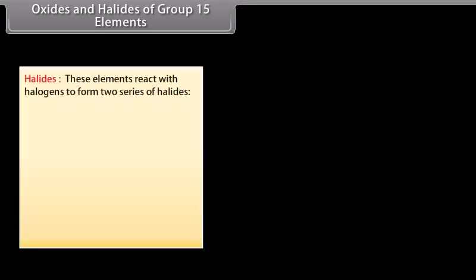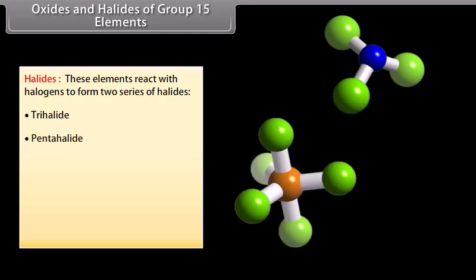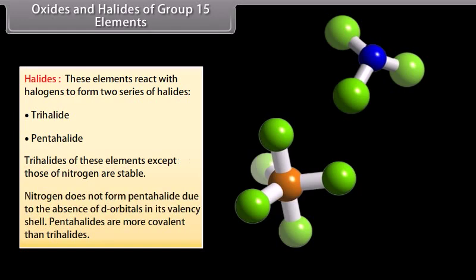Halides. These elements react with halogens to form two series of halides: trihalide and pentahalide. Trihalides of these elements, except those of nitrogen, are stable. Nitrogen does not form pentahalide due to the absence of d orbitals in its valence shell. Pentahalides are more covalent than trihalides.